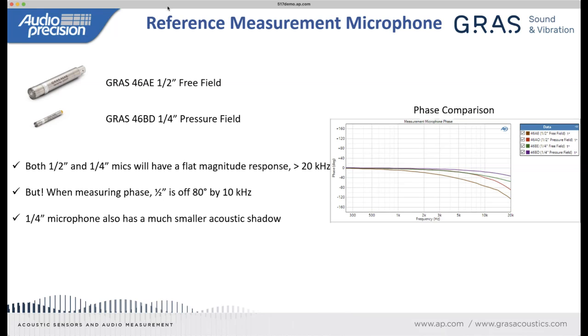So if I switch to a 1/4-inch microphone, and even better, a 1/4-inch pressure field microphone, the phase response of the microphone is flatter to a much higher frequency. In addition, the 1/4-inch microphone is physically quite a bit smaller than the 1/2-inch microphone, and that means I can place it closer to the microphones I'm measuring without having the reference microphone actually disrupt the sound field around the microphones I'm measuring.